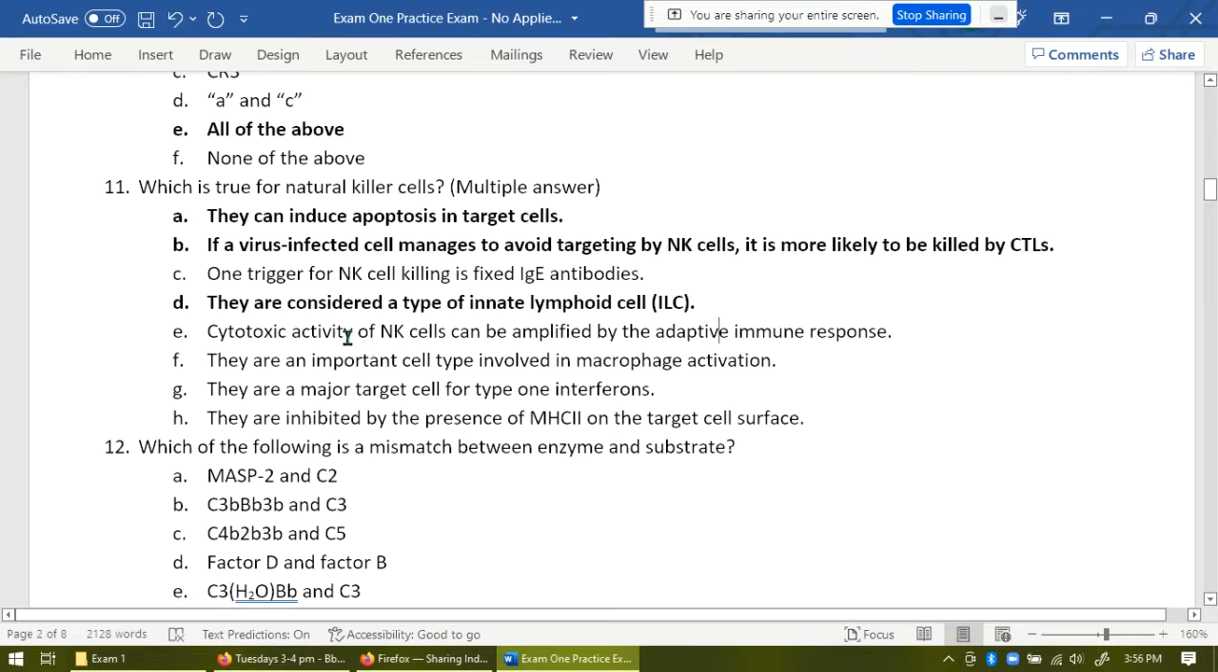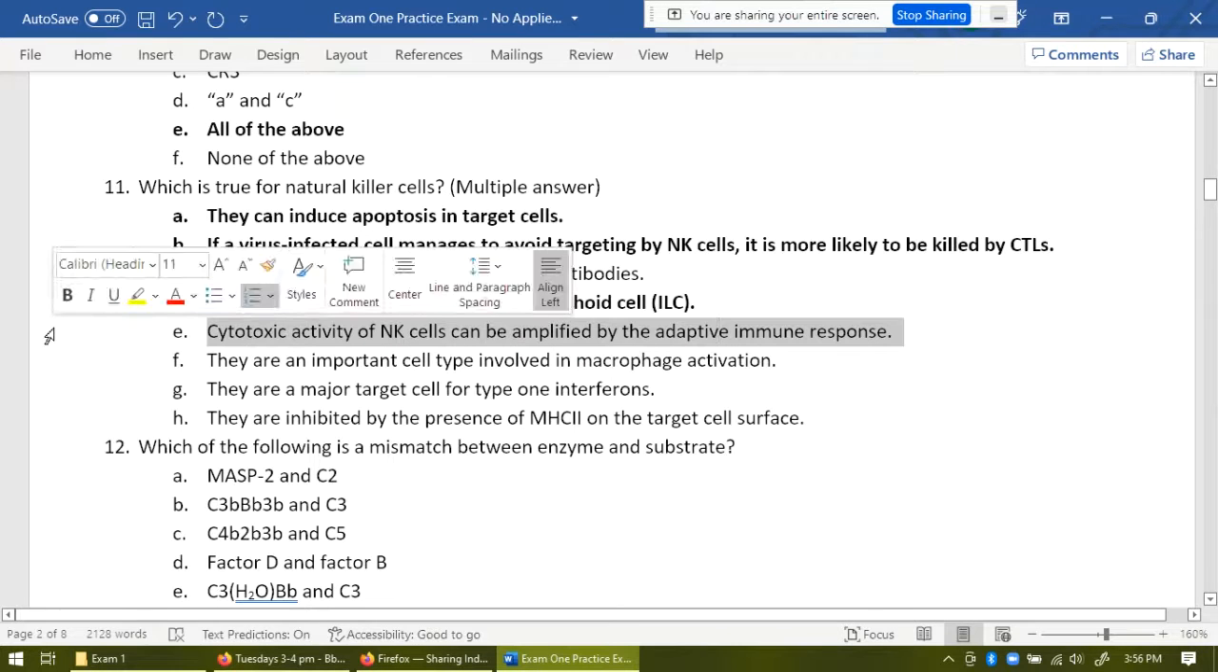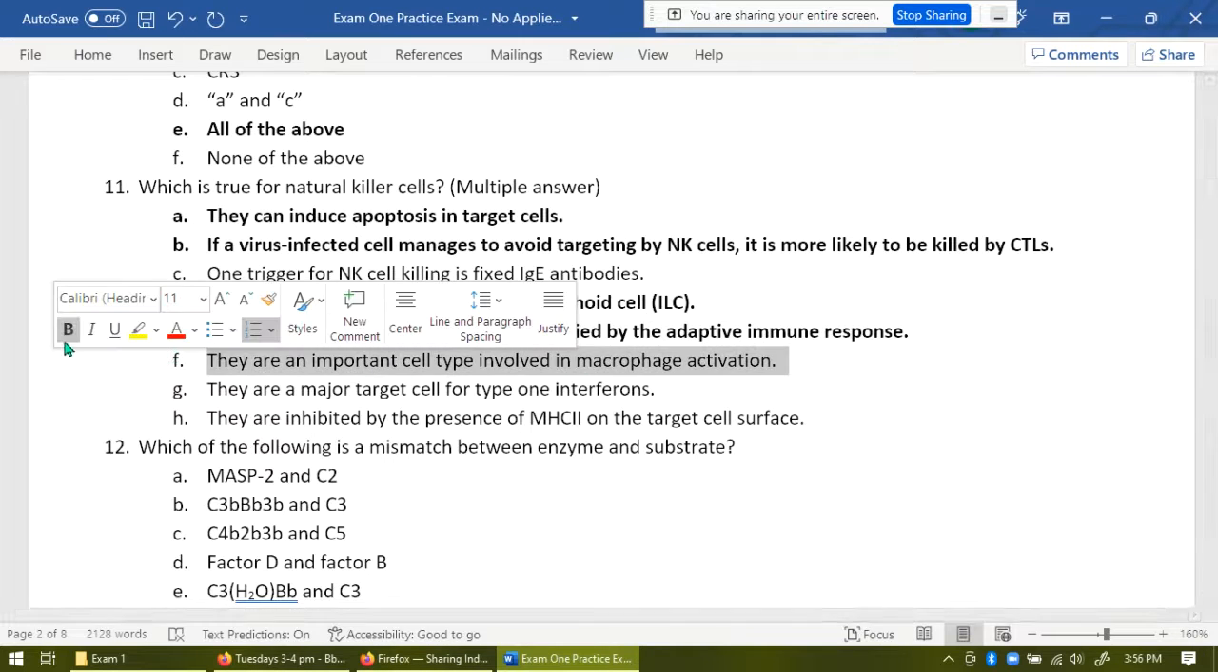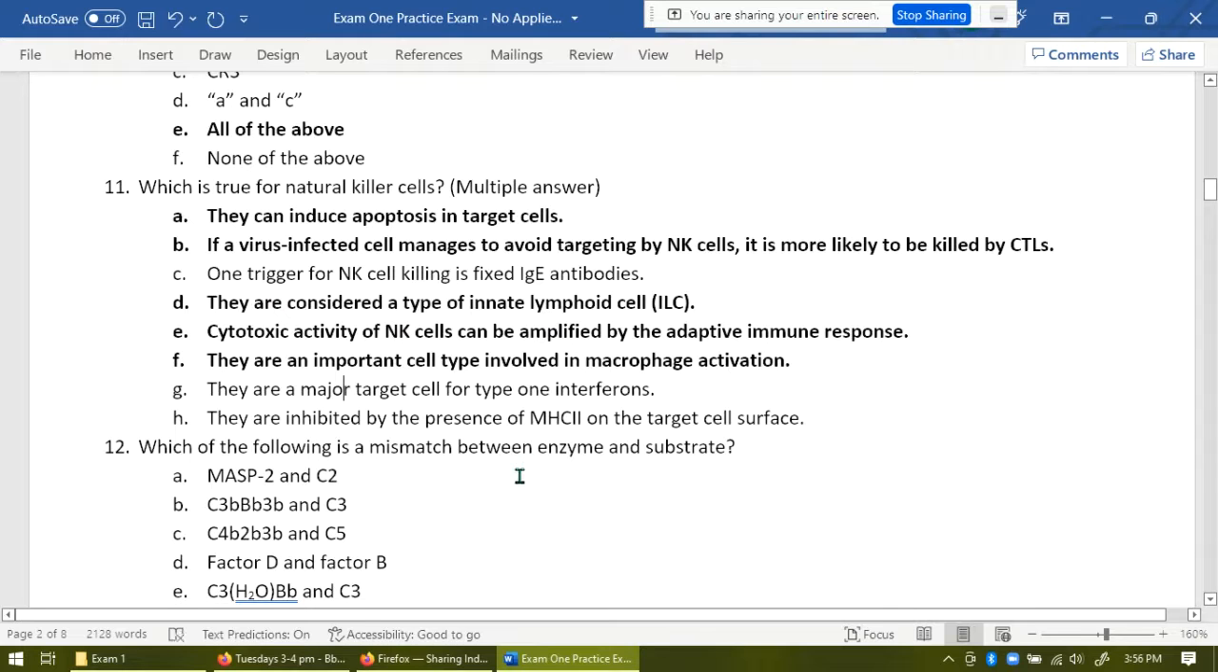Cytotoxic activity of natural killer cells is amplified by adaptive immunity. That one is true. Think tumor necrosis factor and IL-2 for that, made by Th1 cells, right? They are an important cell type involved in macrophage activation. This one is true. Natural killer cells make interferon gamma, which is one of the best ways to activate a macrophage. It makes them ruthless killers. They are a major target cell for type 1 interferons. That one is also true.